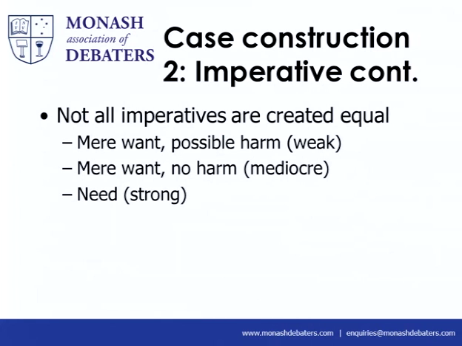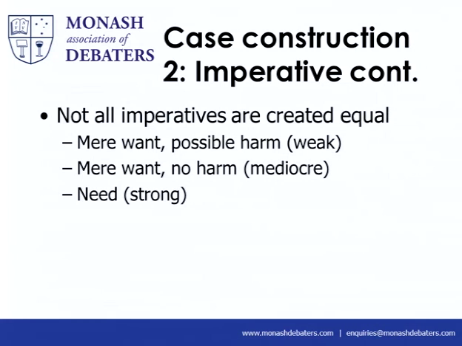So, if the motion is, this house would guarantee the legalization of gambling, a possible affirmative team might say, we want people to have the freedom to gamble because it makes them very, very happy. We recognize that a small proportion of them, or even a medium-sized proportion of them, will become chronic gamblers and will destroy their lives. But that is fine because it makes them happy. So, that is an imperative, but I think you can intuitively understand why it's a weak imperative, because the benefits are quite small, it's just a mere want, and the harms are possible but quite big.